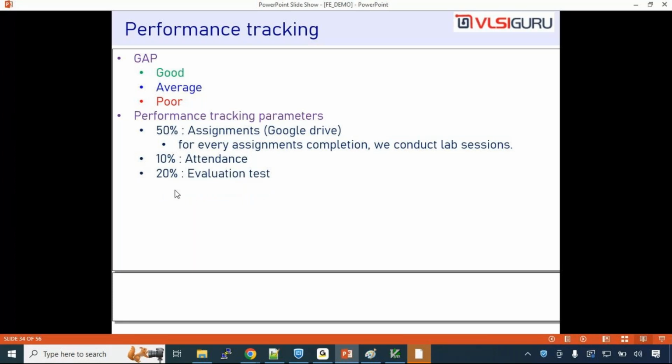20% for evaluation test. Finally, at the end of every topic, there will be an evaluation test. Based on your performance in the evaluation test, you will be promoted to the next session, next batch, next group, next training. Otherwise, you will have to repeat. I mean, repetition we don't do for fun. For me, it's a pain. If someone repeats, my batch strength increases again, right? But then we have to maintain a minimum quality, right?